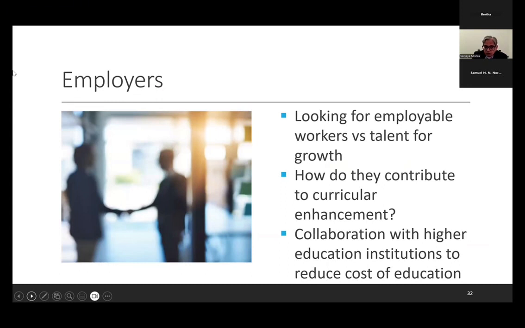So employers, it's very important, particularly institutions need to look at employers' demand and needs when you are offering industry-oriented courses and programs. There is also a possibility that industry can also defray the cost of education if there is a strong collaboration, and that might lead to improvement in quality, improvement in the curriculum with the support of the industry.